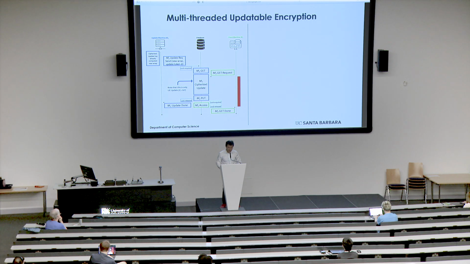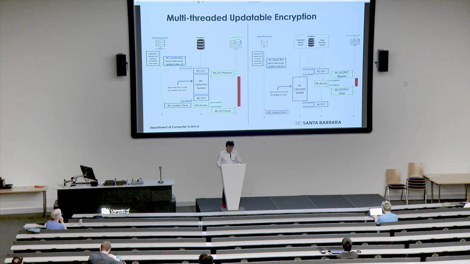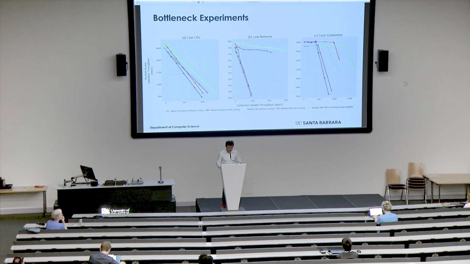In this example, the database is performing the ciphertext update function while holding on to locks, preventing other client get operations. Our solution is to simply shift the update operation onto a separate thread from the thread that accesses the database's data structures. This avoids blocking other client operations, and linearizability is still guaranteed from the earlier slides.